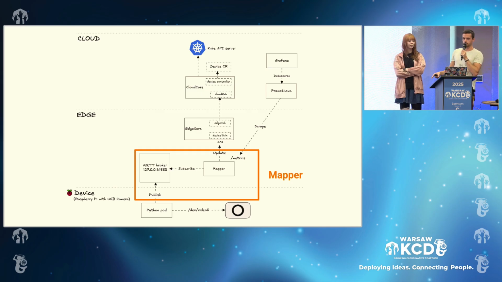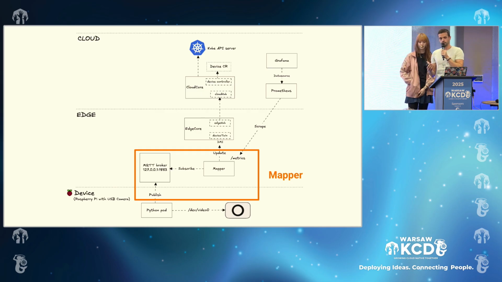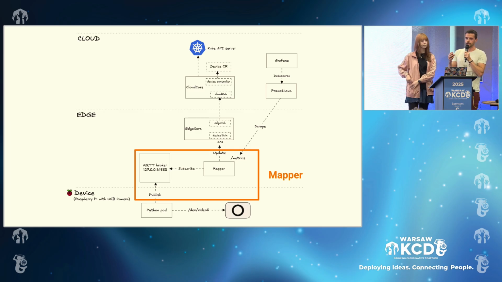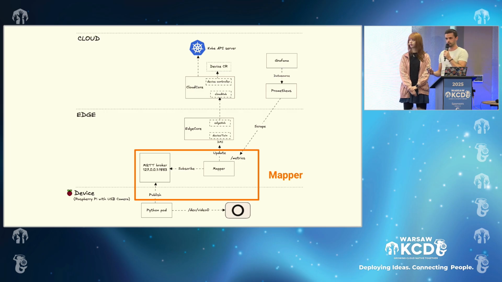And at the bottom, we have the device, which in our case would be the combination of the Python app and the USB camera. So if we want to talk a little bit about the mapper itself, the way it works actually, the Python app is configured to publish a message onto a specific MQTT topic on the broker when it detects a raised hand.